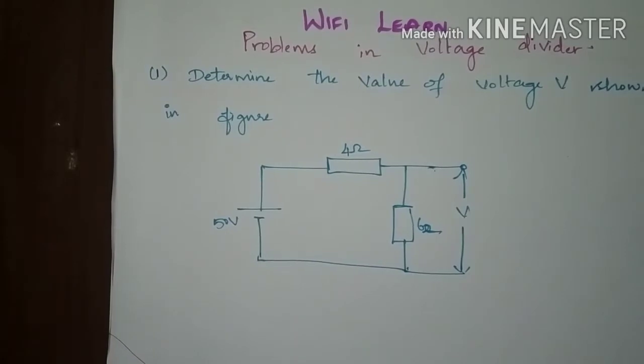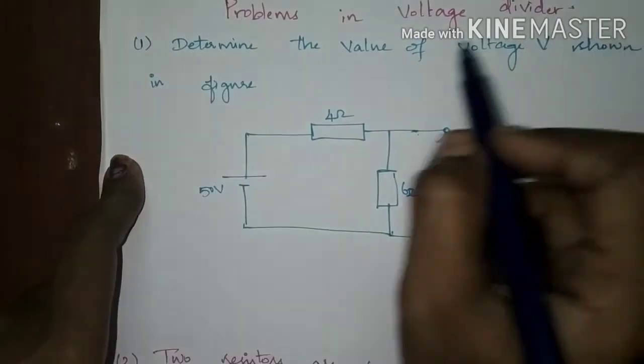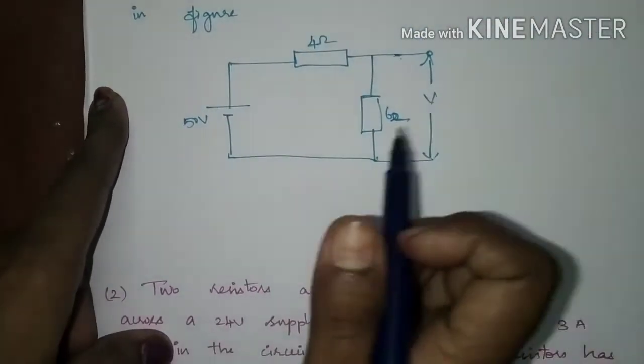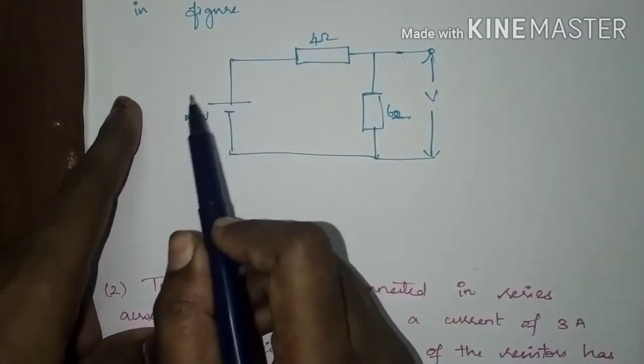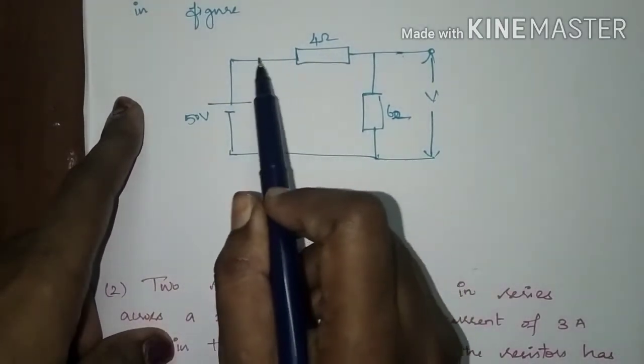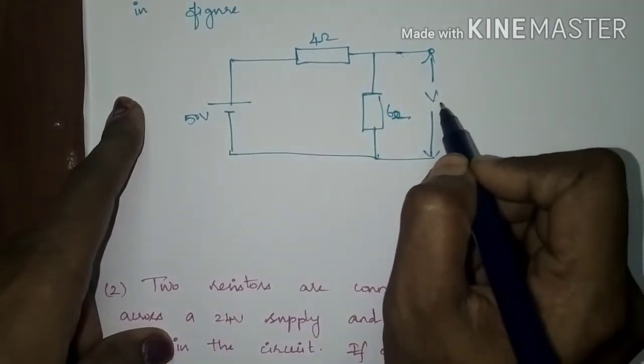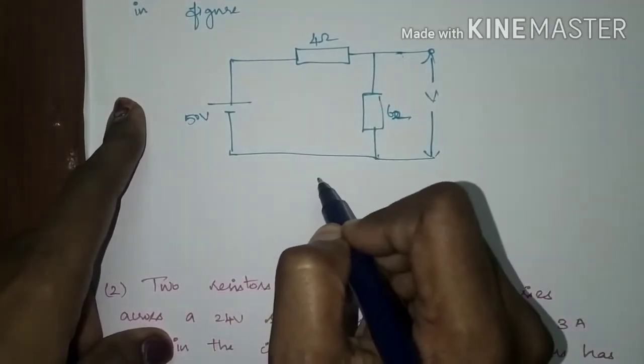In this video, we can see some problems regarding the voltage divider circuit. These problems I took from the book Electrical Circuit Analysis written by John Bird. See the first problem: determine the value of voltage shown in the figure. They have given a network of a series circuit. The input voltage is 50 volt and the series resistances are 4 ohms and 6 ohms. They require the value of voltage across the 6 ohm resistor.